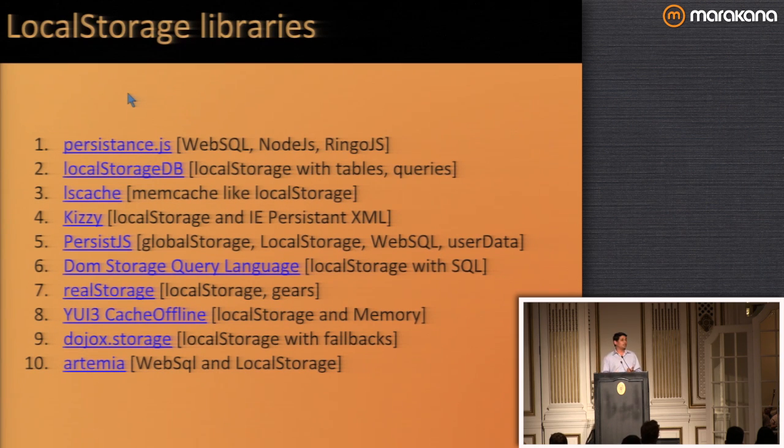I mean, if you were to use the Yahoo User Interface YUI library as your JavaScript framework, you probably wouldn't look at anything else except, say, YUI cache offline. Or if you were to use Dojo, you would probably use Dojo.storage. And that's primarily what dominates what local storage library you use.